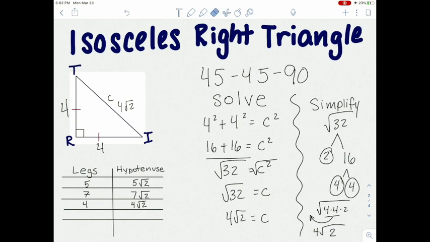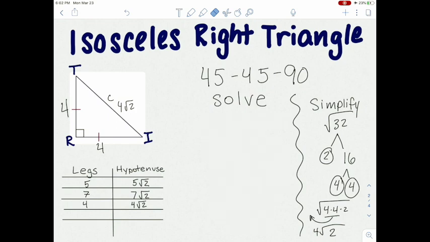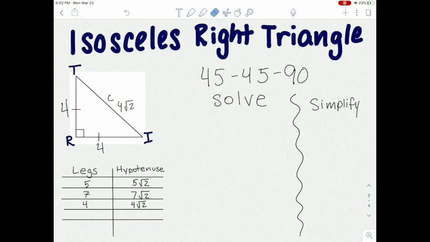Now maybe you started to see a pattern, and I know I'm starting to see a pattern. So I'm going to give you this question. What if you know that the leg is 6? What is the hypotenuse going to be based on the pattern you're starting to see? So you've made your guess. Let's see if your guess is right.